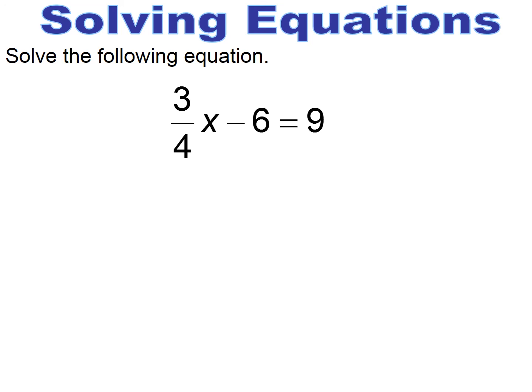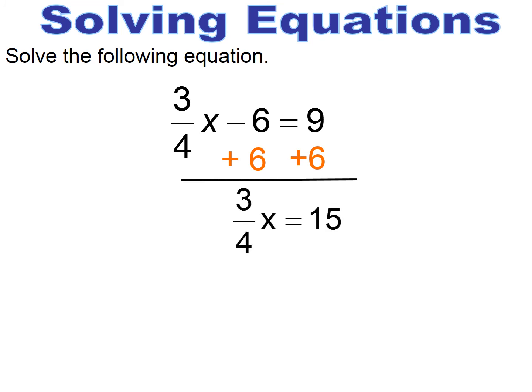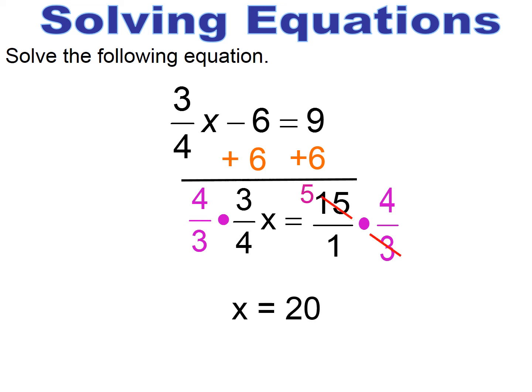Again, don't worry about that fraction that's attached to the variable. You want to undo the addition or subtraction here first. So you're going to add 6 to both sides. Now you'll multiply both sides by the reciprocal of the fraction that's attached to the variable. Put the whole number over 1, simplify, and multiply across. Again, if you have an answer where you have a whole number over 1, your solution is simply the whole number. In this case, x equals 20.